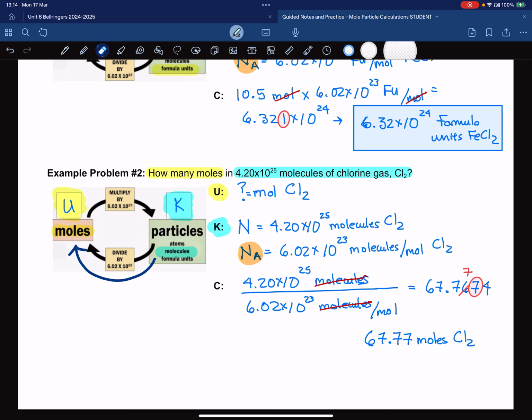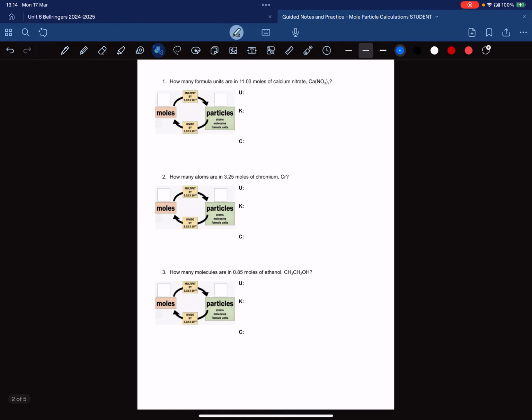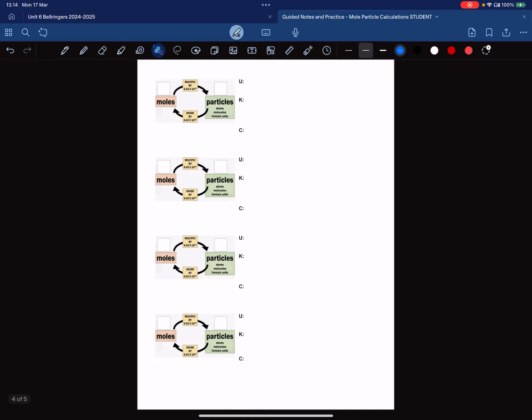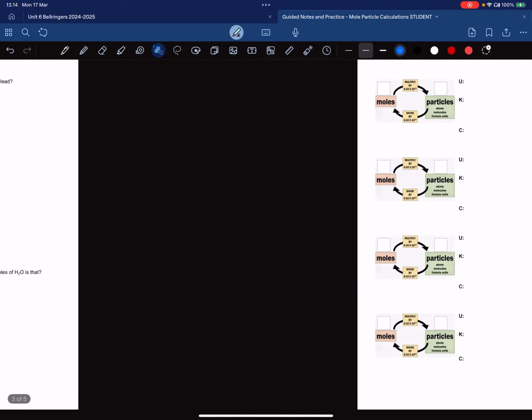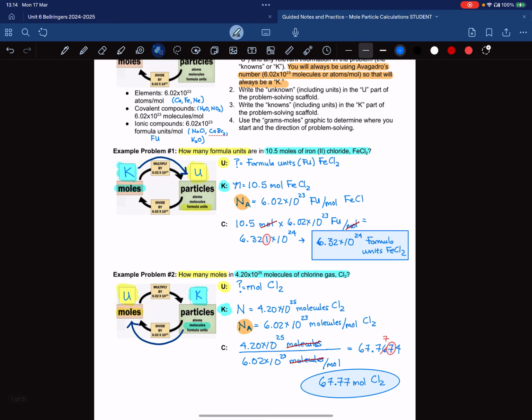And normally I will abbreviate moles, so I just take that "es" off of there. There we go. 67.77 moles of chlorine gas. And that's it. Now there's going to be 6 for the answer checker. And then on the back, there are 4 places for the Canvas quiz. Please show your work for everything just like that.